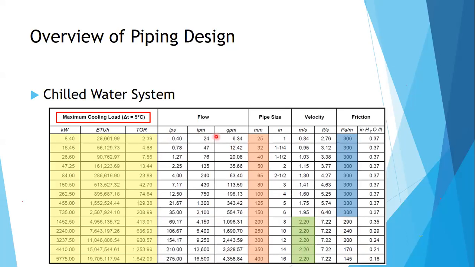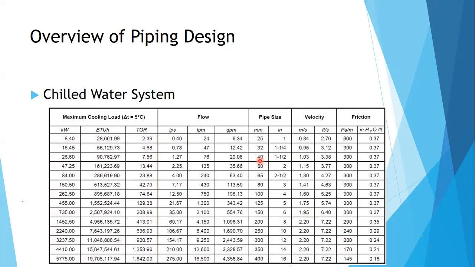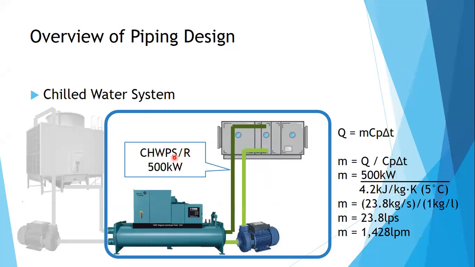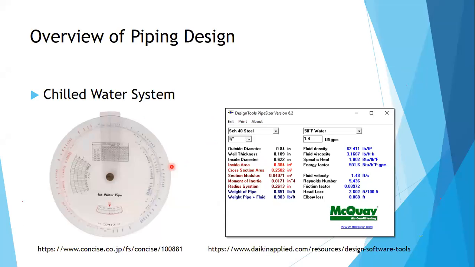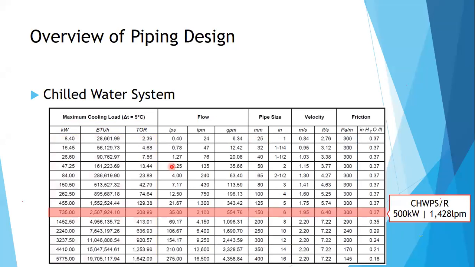All right. So this standard flow rate now is based on your standard pipe size. Going back to our problem earlier, we need 500 kilowatt worth of cooling capacity or heat load. We can easily select this one, higher than 450 but less than 735. So we will be choosing this pipe size. At 500 kilowatt, 1,428 liters per minute, the pipe size should be 150 or 6-inch.